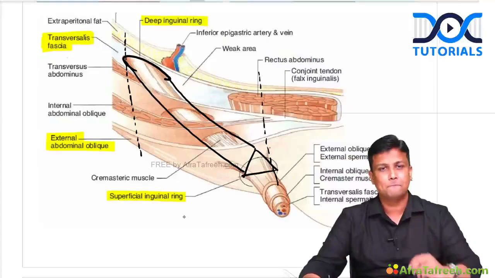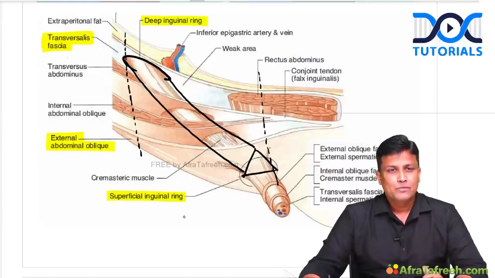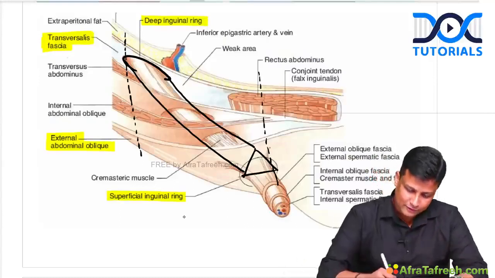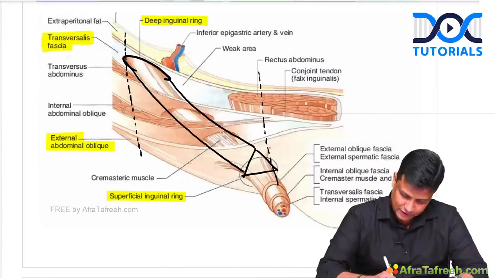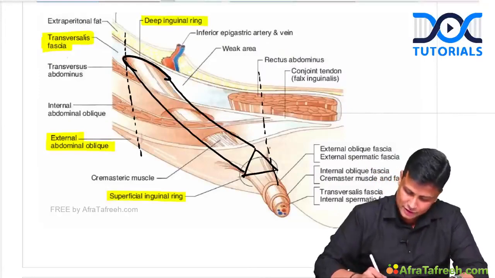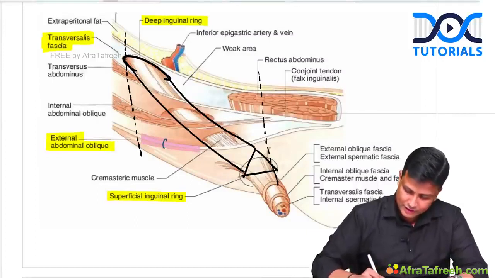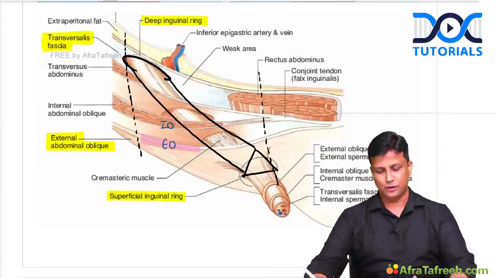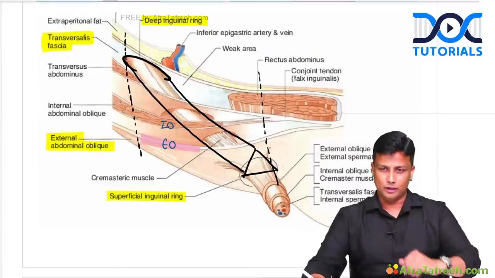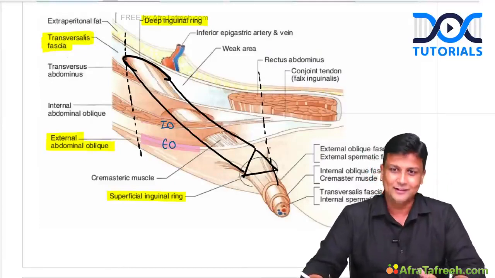That's the inguinal canal. If you just focus on the inguinal canal, what do you have right in the front here? Right in front of the inguinal canal, you are able to see external oblique here and the internal oblique here. So external oblique and internal oblique, these two are going to form the anterior wall, the anterior boundary of the inguinal canal. Easy.